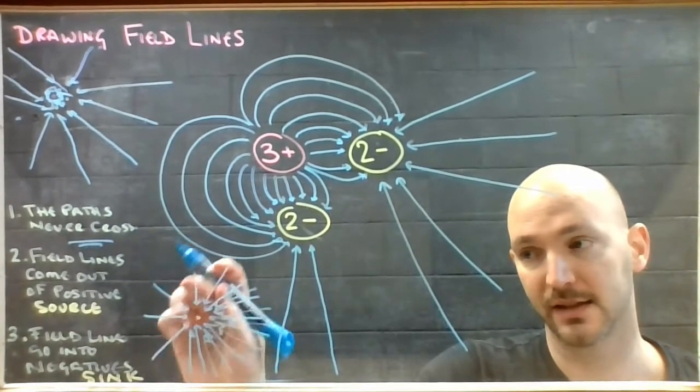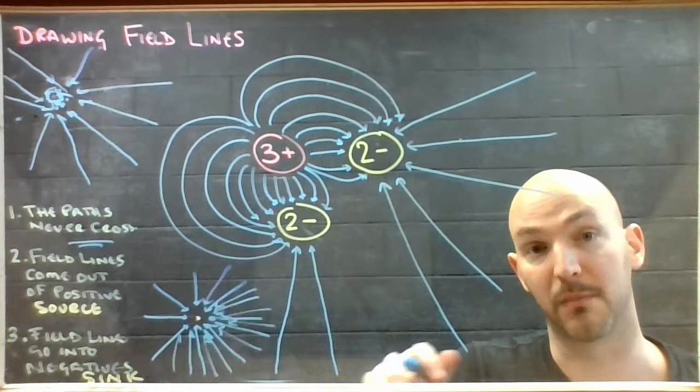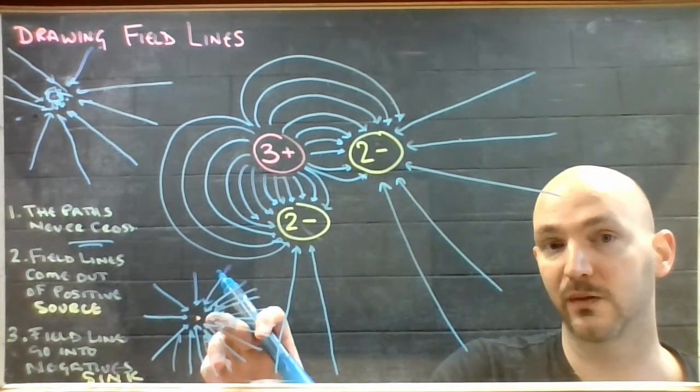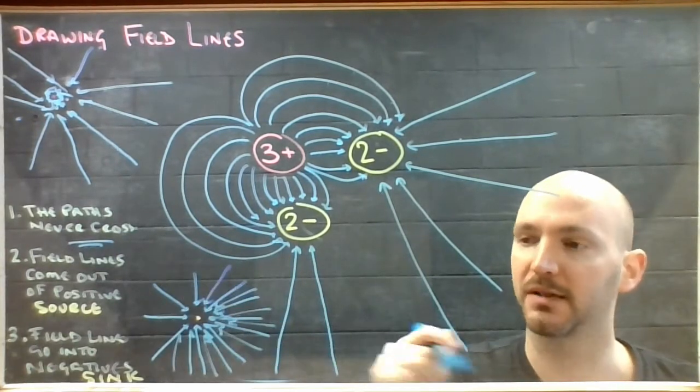And less intensity on that side because I have some masking. Right, this negative field is masked a little bit by the positive over there.